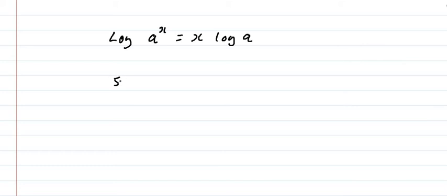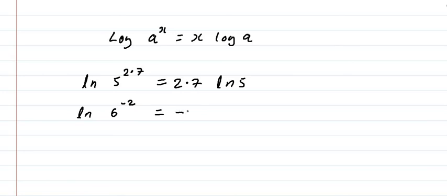If I wrote out 5 to the power of 2.7 and then found the natural log of that, the answer would be 2.7 times the natural log of 5. Nothing changes. If I had 6 to the power of minus 2, which would be 1 over 6 squared, and I took the natural log of that, the answer would become minus 2 times the natural log of 6.